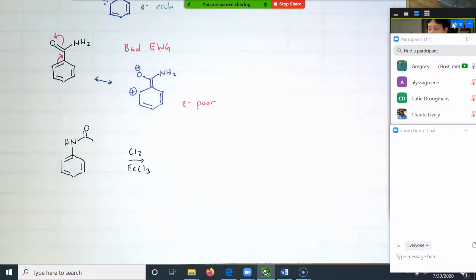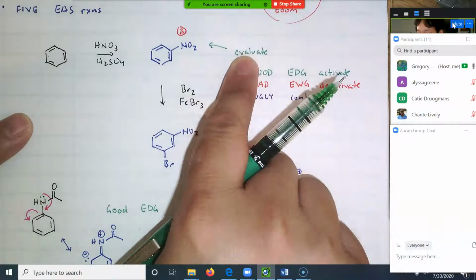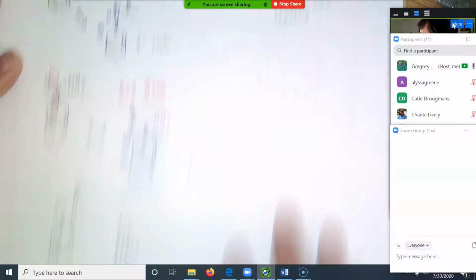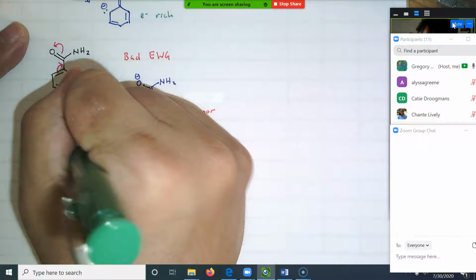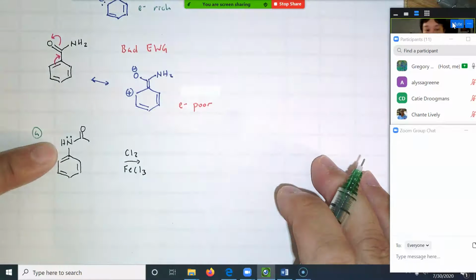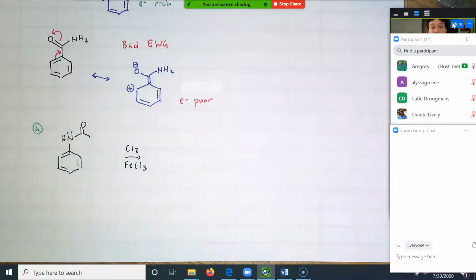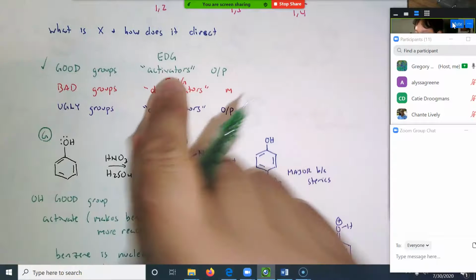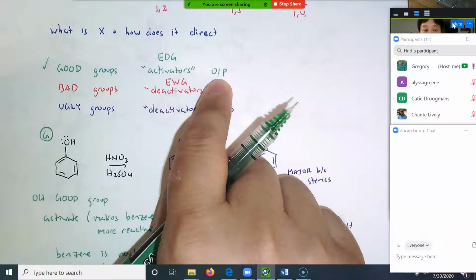Okay. Again, what you want to do is evaluate your group. Is it a good, bad, or ugly group? So this is a good group. And the key tell is that the atom next to the ring has a lone pair. What do we say about good groups? In the video, we said good groups, right, electron donating, are ortho-para-directed.